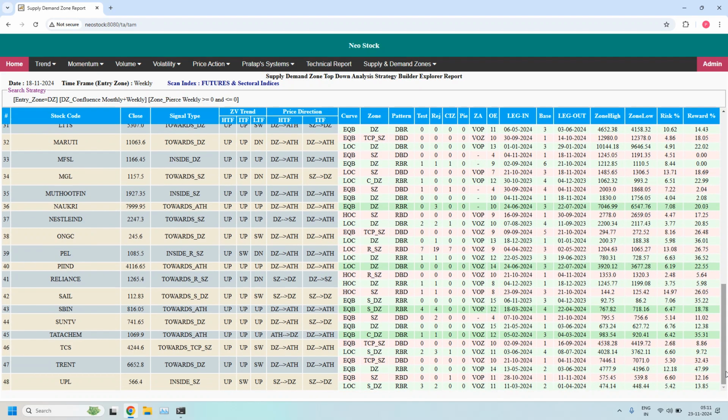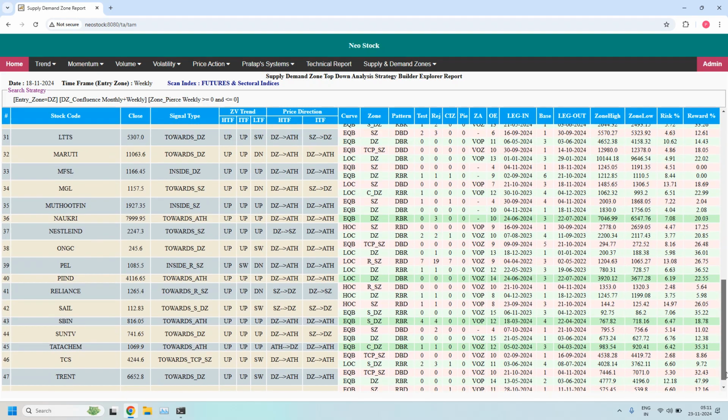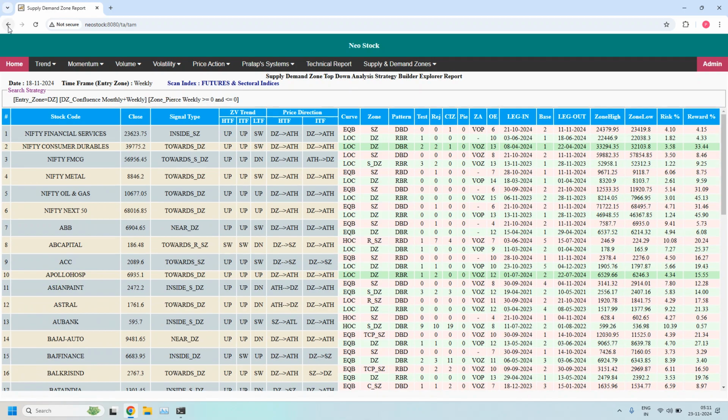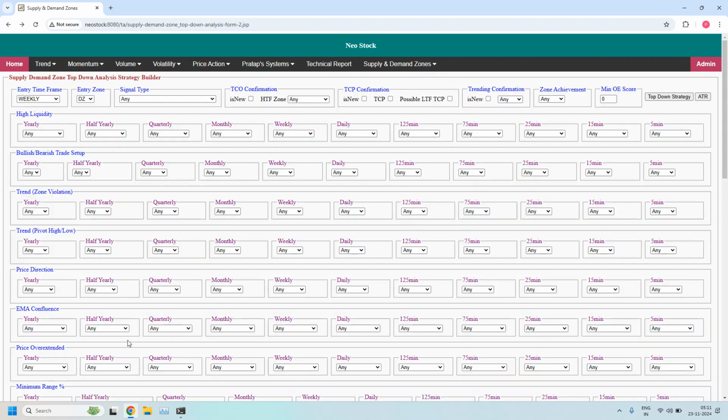Weekly zones are part of monthly zone. Because they are part of monthly, if monthly zones are having monthly EMA confluence, that is even more high probability setup. Let us filter. Because weekly zone is part of the monthly zone. So monthly zone is having monthly EMA confluence, monthly time frame, monthly demand zone having monthly EMA confluence. But a monthly trend should be either uptrend or downtrend, not sideways. So the trend, zone violation trend, monthly time frame, I am selecting up or down, not sideways.